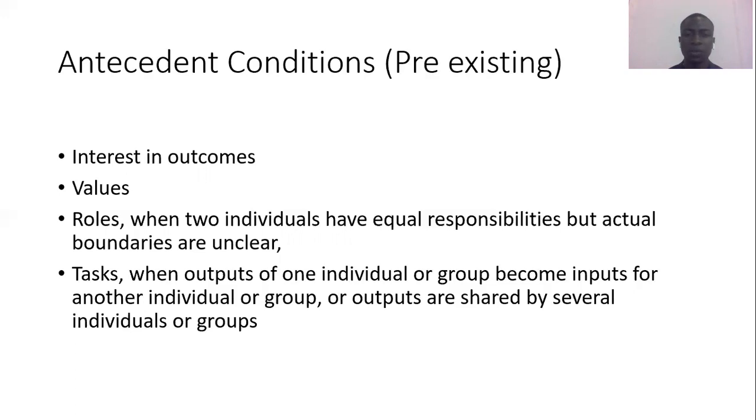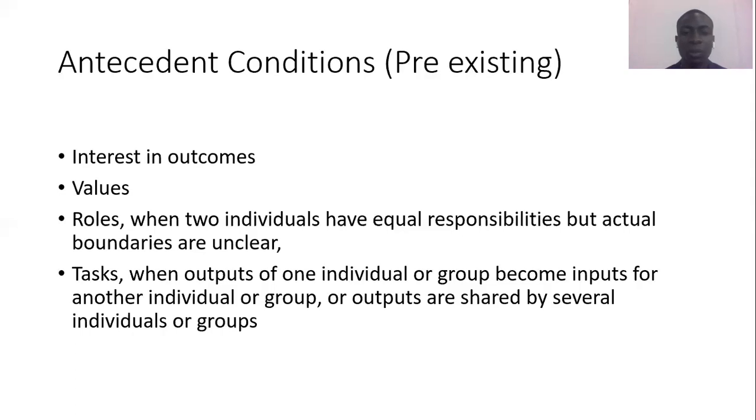Laws, when two individuals have equal opportunity, but they don't have equal responsibility. For example, all of you have passed the exam and you're employed. Then one is getting more salary than the other, but you all have the same qualification. That's what is meant by equal opportunities not being equally shared. So there should be equal opportunities among people.